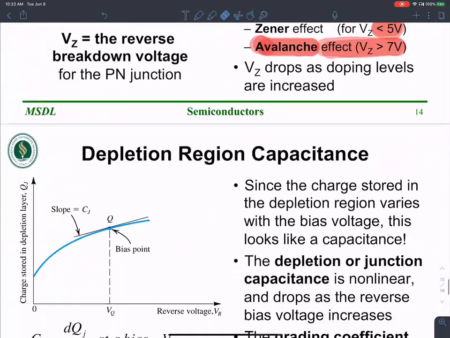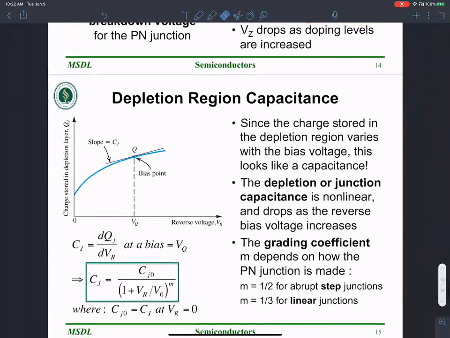Okay, then there is the depletion region capacitance. The charge stored in the depletion region varies with the bias voltage. So this is exactly similar to a capacitance. If you increase the voltage, then the amount of charge stored in a parallel plate capacitance is increased. Q equals CV. The charge stored in a capacitance is proportional to voltage, right?